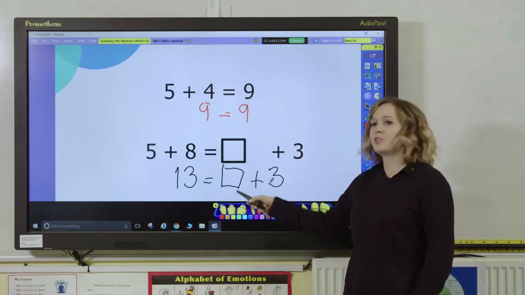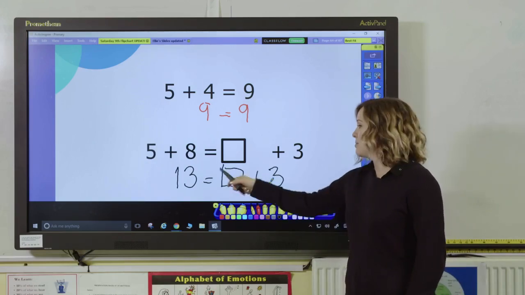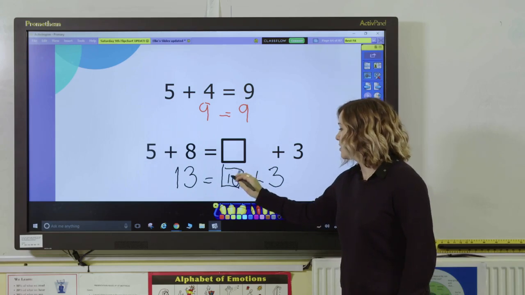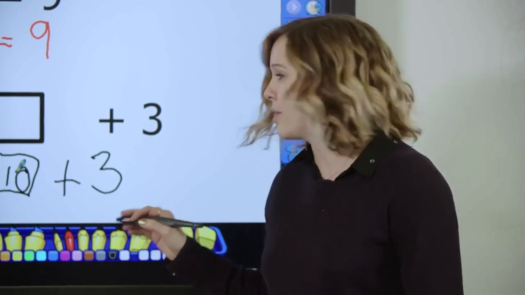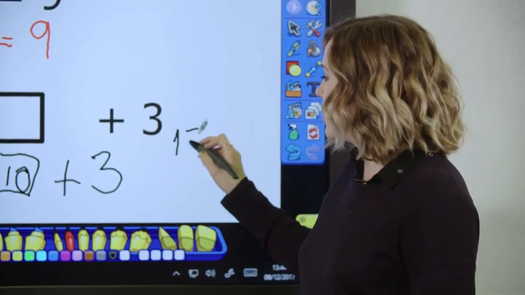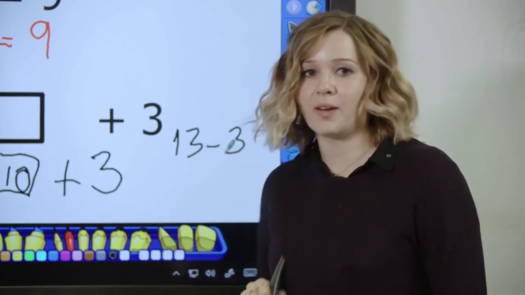So now pupils should be able to tell you, I need to add 10 more cubes to make this side the same as 13. That's using the inverse, which they should be familiar with. What they're doing there is doing 13, take away 3 to find what number needs to go in that box.